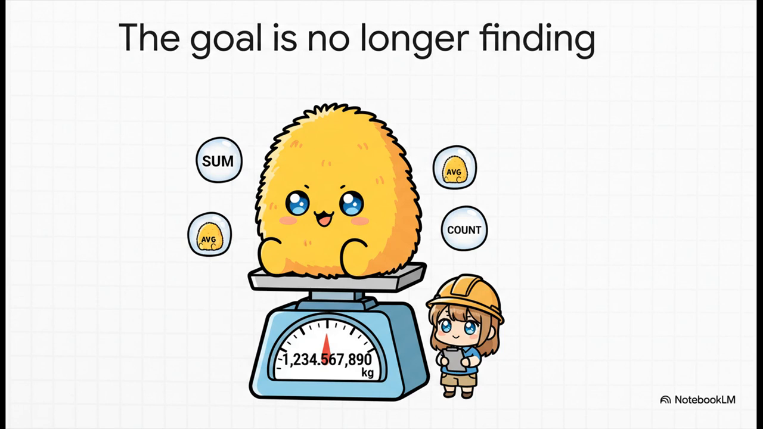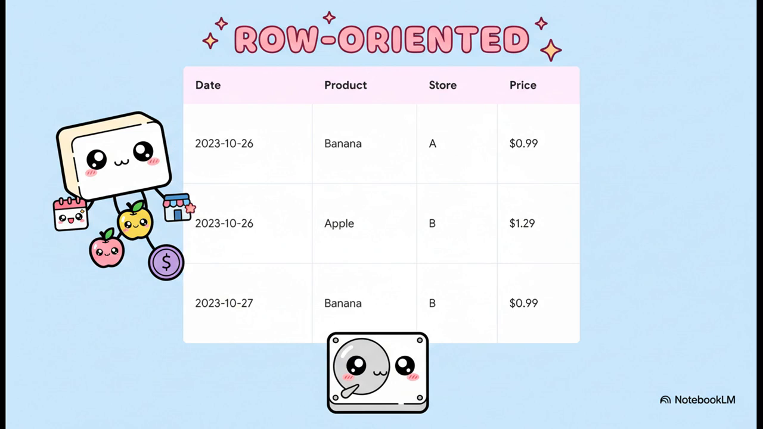We don't care about one individual record. We want to scan millions of them to calculate something like a sum or an average. And for this kind of job, those indexes we just spent all that time talking about, they're pretty much useless. To really get why, we have to look at how data is physically laid out on a disk.